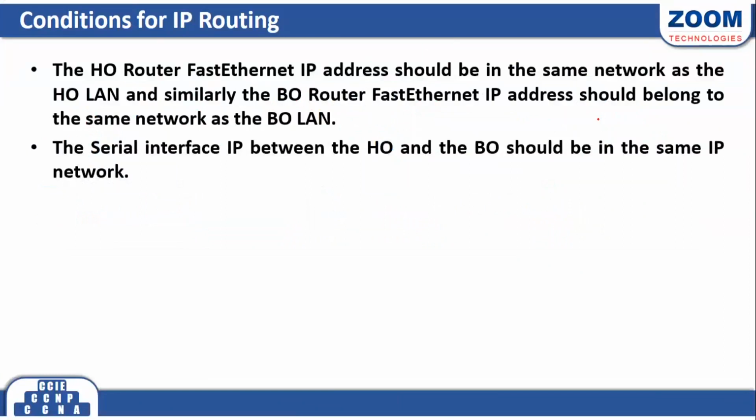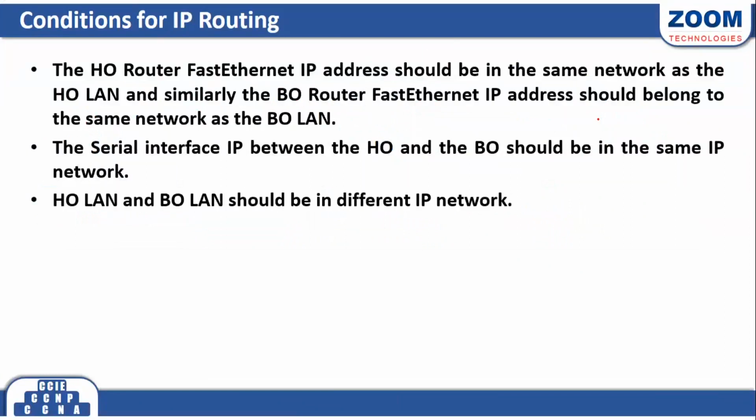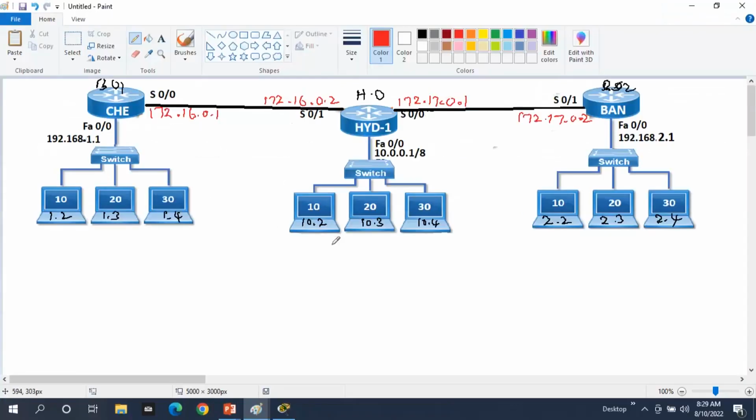Condition number three, condition number four. We need to just cross check. Let us check this. Condition number three: the head office LAN and branch office LAN should be in different IP networks. It should not be the same. It should be a different IP network. The head office LAN network is 192.168, sorry. What is the head office LAN?